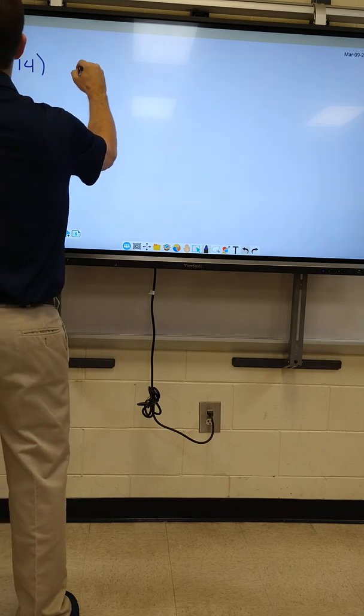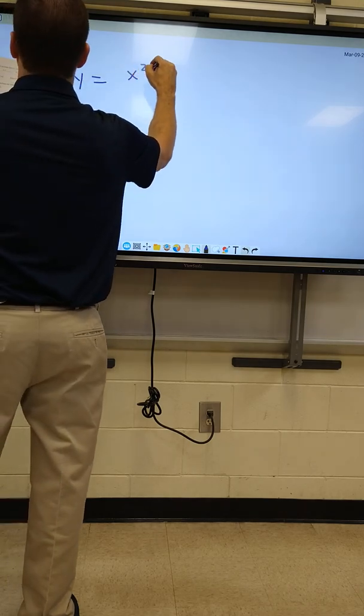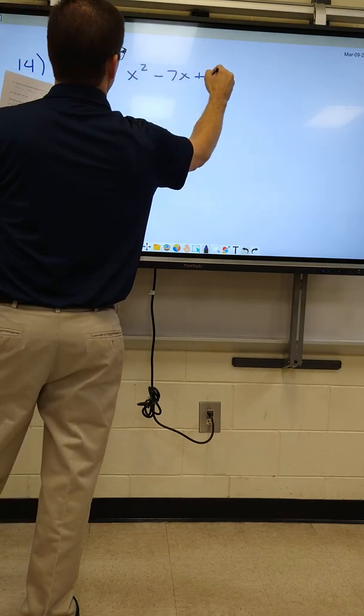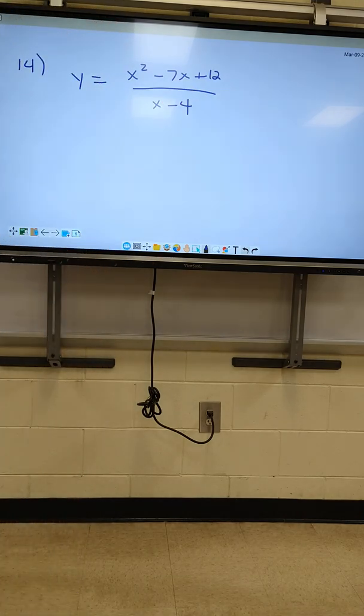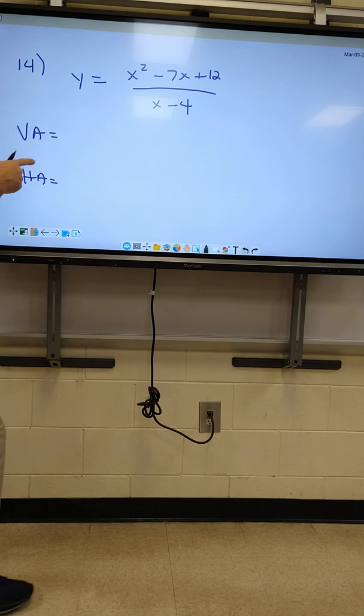Go to 14. Y equals x squared minus 7x plus 12. All right, we did this yesterday. I feel like we need to do it again. You guys weren't real good on this yesterday. All right, it says find the VA and the HA. All right, so you write down VA and HA and you start looking for that. But guys, there's something else we got to do on this one.